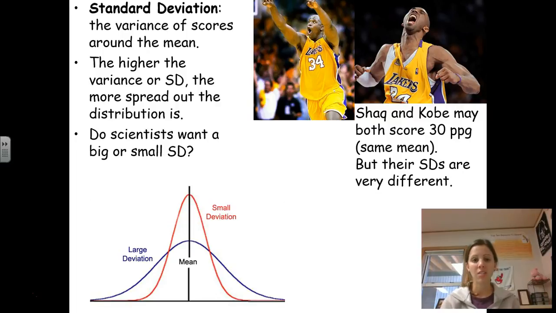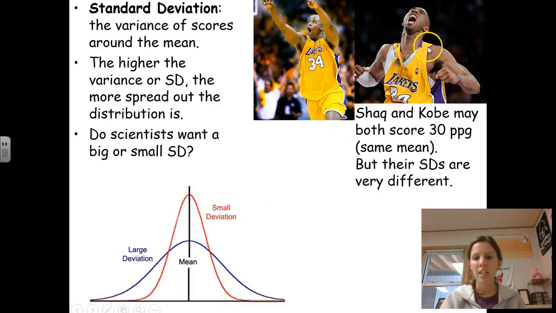You can have a high standard deviation or you can have a low standard deviation. A high standard deviation is in this blue graph here. What that means is that there is a large distance of scores around the mean. A smaller standard deviation means that the scores are more concentrated. There are more people closer together who got the same score.